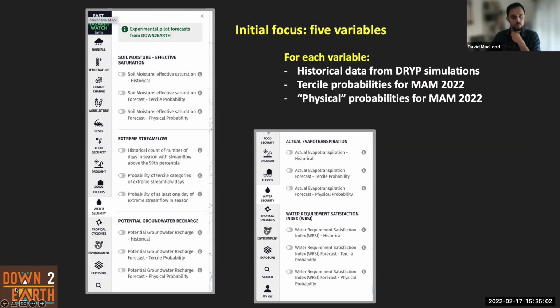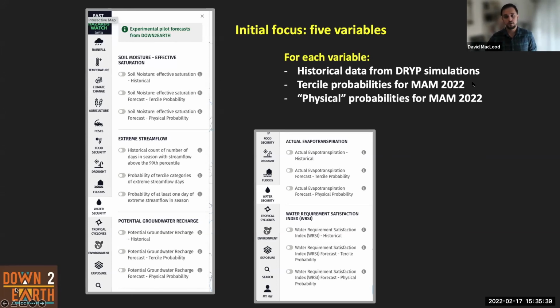Now, I'll run through what we put on there. We have our initial focus of the 5 variables you've seen already: soil moisture, extreme stream flow, potential groundwater recharge, actual evapotranspiration, and WRSI. And for each of those, we've got 3 kinds of layer. We've got a historical layer, which provides the historical simulations from DRIP. And then we've got the tercile probability layer, which we've been showing already. So this provides the forecast for MAM 2022.